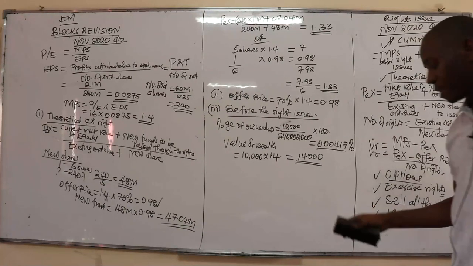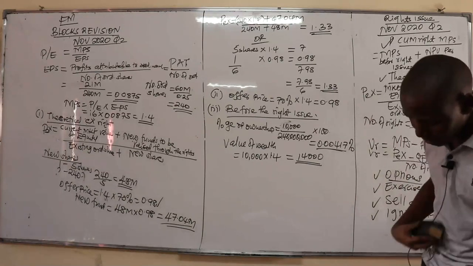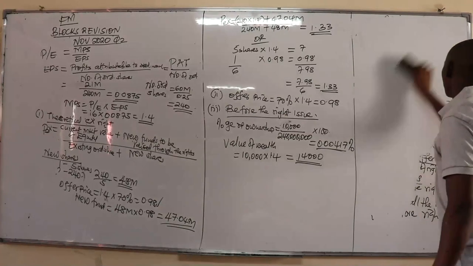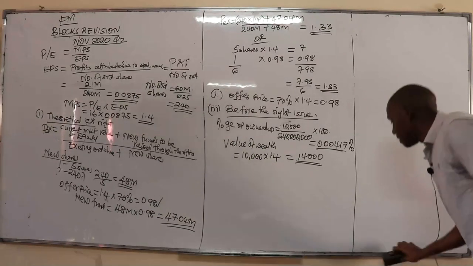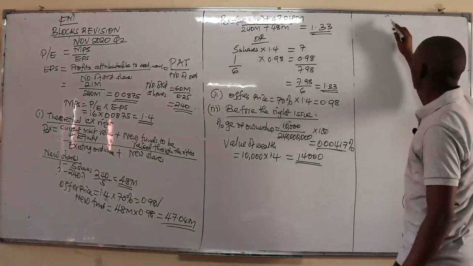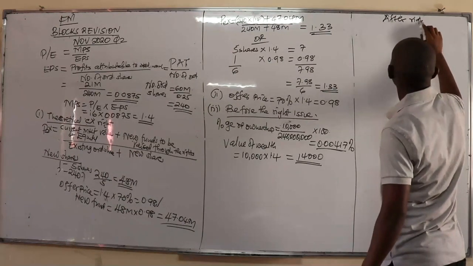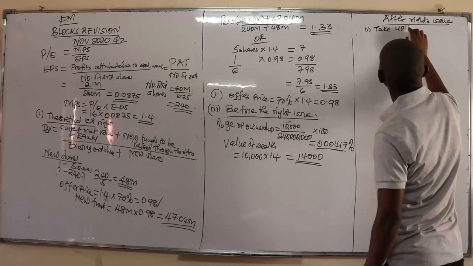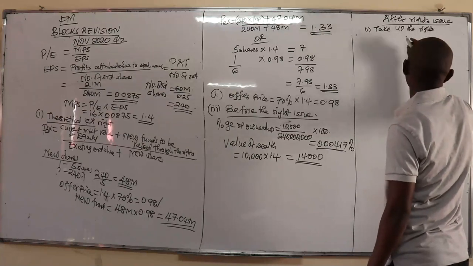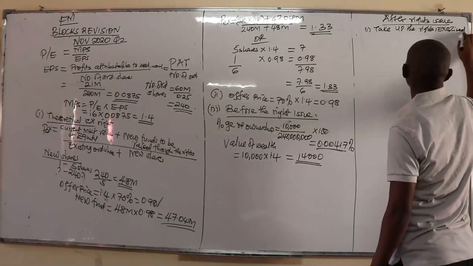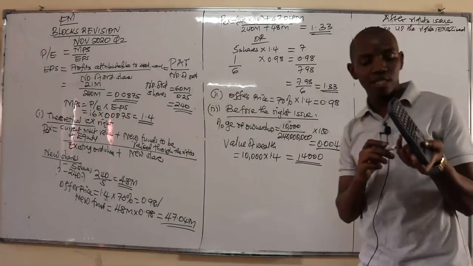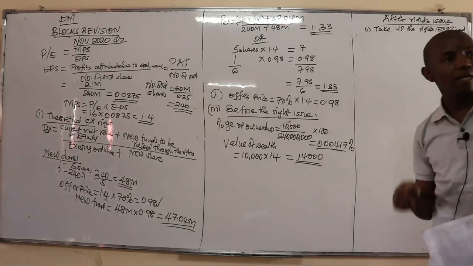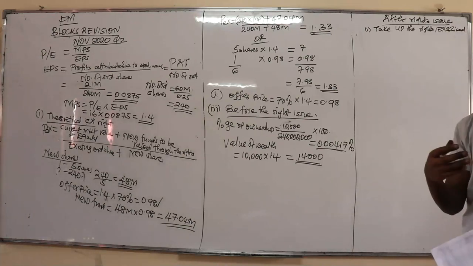Now, after the rights issue, remember, in these cases the investor will decide either to take up the rights, or number two, to sell all his rights, or number three, to ignore the rights issue. So we can now go to after the rights issue. The investor may decide to take up the rights, meaning he has exercised the rights. He will acquire the rights and keep the rights, not sell them.